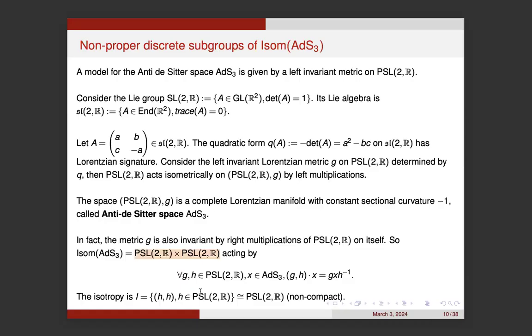And the isotropy, to find the isotropy, I apply this to the identity X. I take X here to be the identity element in PSL(2,R). And I find if the identity element is fixed, then H is equal to J. So the isotropy is the diagonal, which is isomorphic to PSL(2,R). So it is non-compact. So this is anti-de Sitter space with its isometry group.